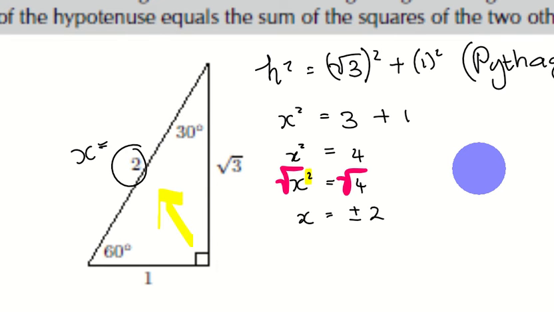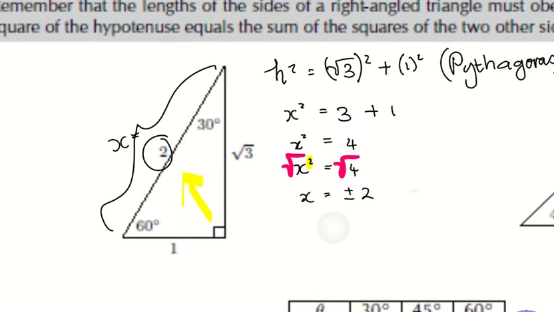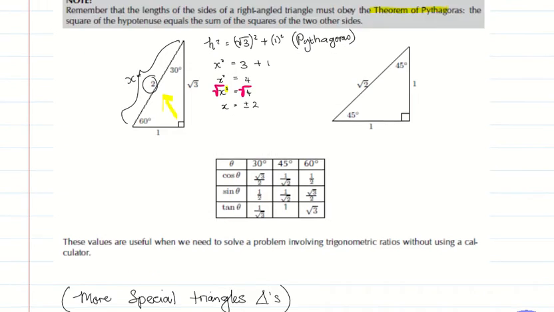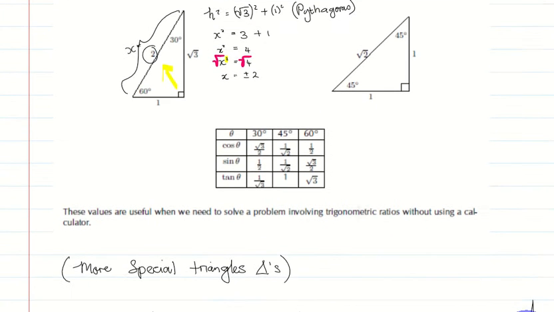But what is x? X is the distance from one point to another. It can only be a positive value. So therefore, it's not going to be a negative value. But just keep that in mind, because in future references, you might use it like that. Alright, so that's that. We're going to look at further special angles, more special triangles.